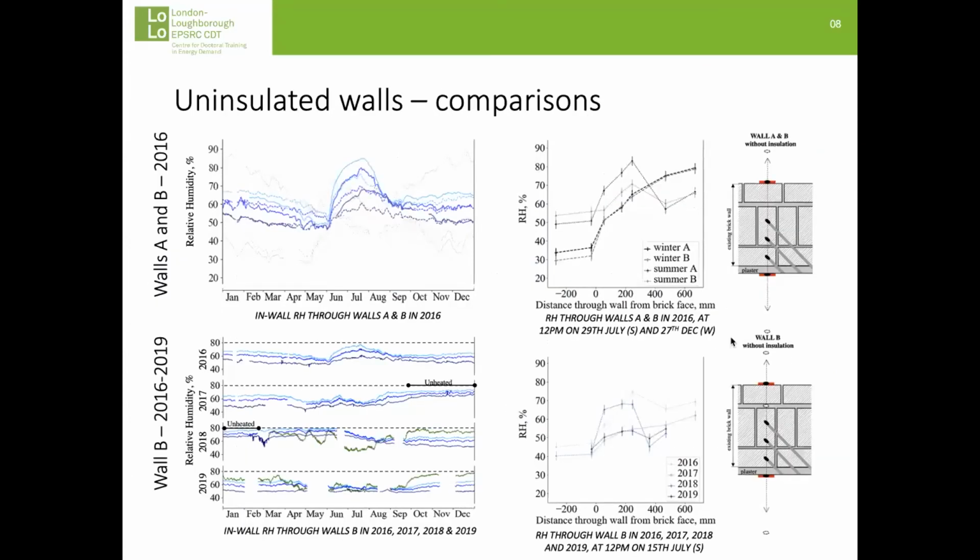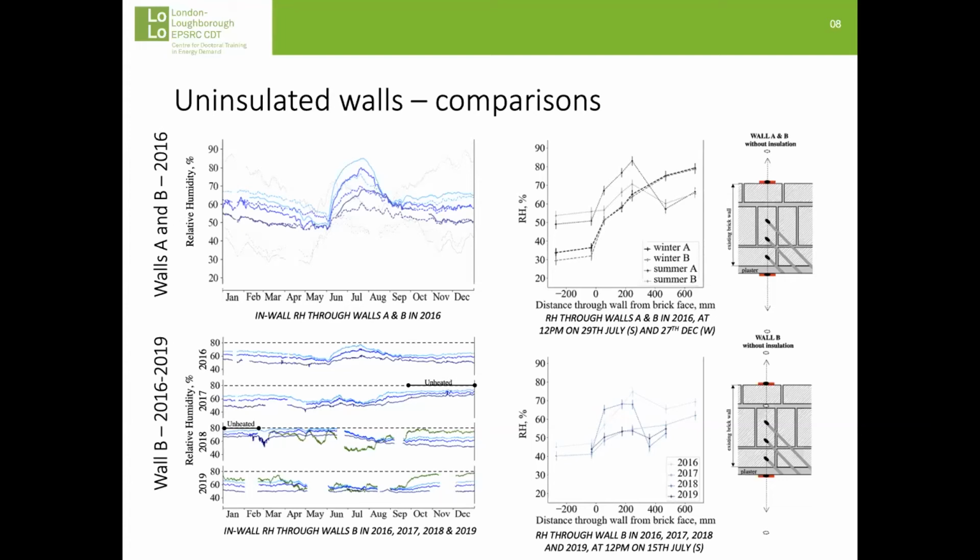And on wall A, there's an extra interstitial point between the two layers of insulation. So the uninsulated walls have been compared. The top row shows A and B, which were both uninsulated during 2016.